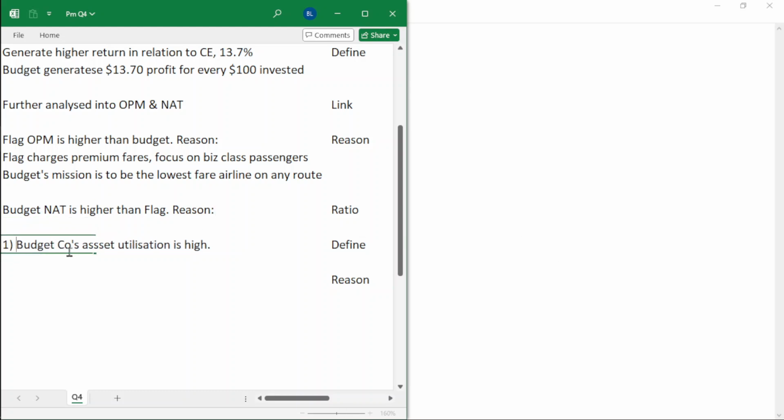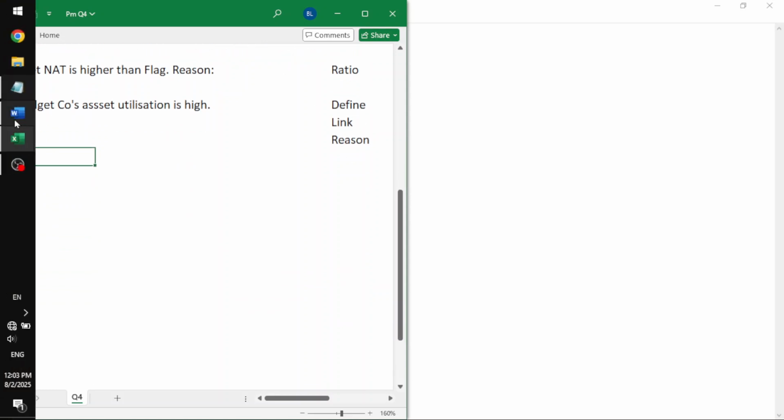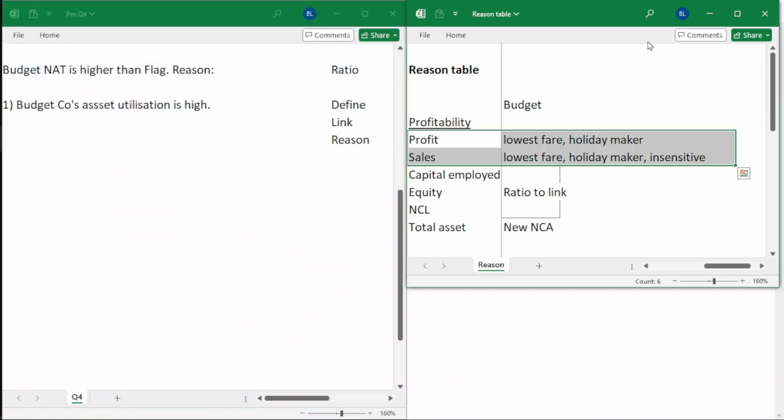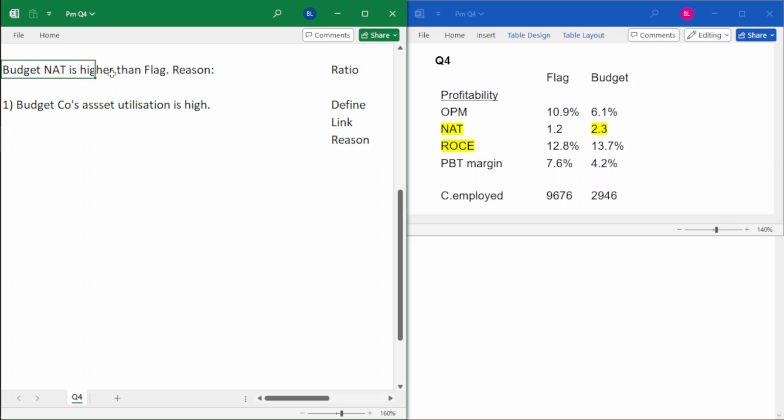The define can be quite a reason. Maybe we can define, link, reason. So let's put a link here. Asset utilization is high. How to link to other ratios? Let's see the ratio here. Maybe NAT. NAT by definition is sales over capital employed.